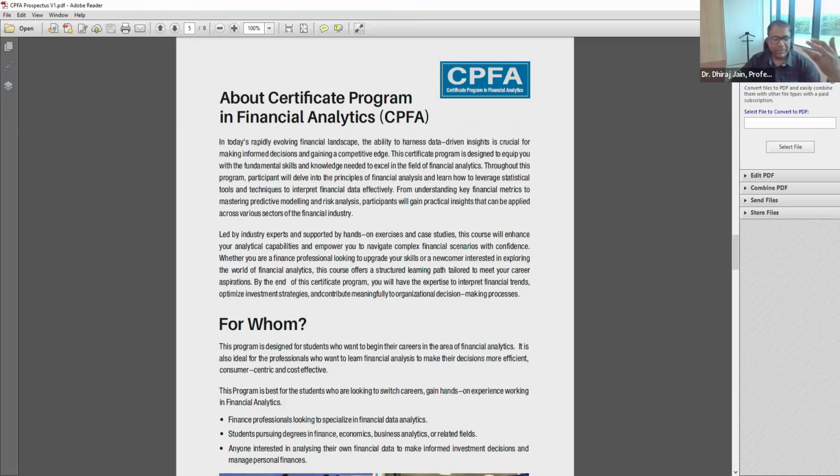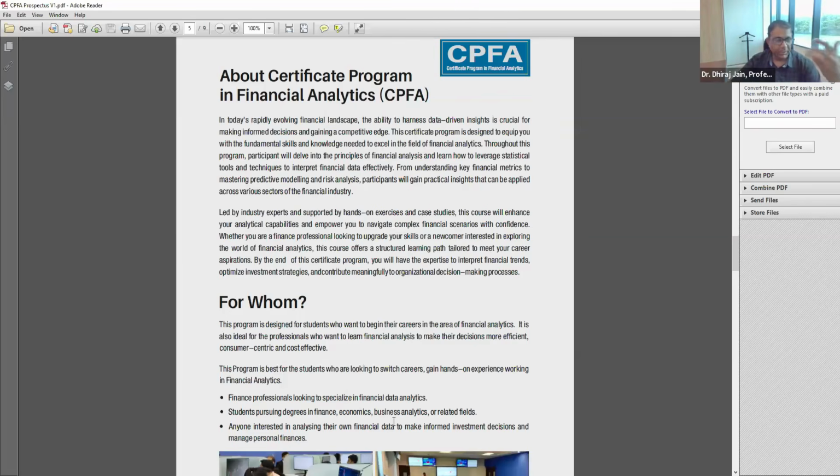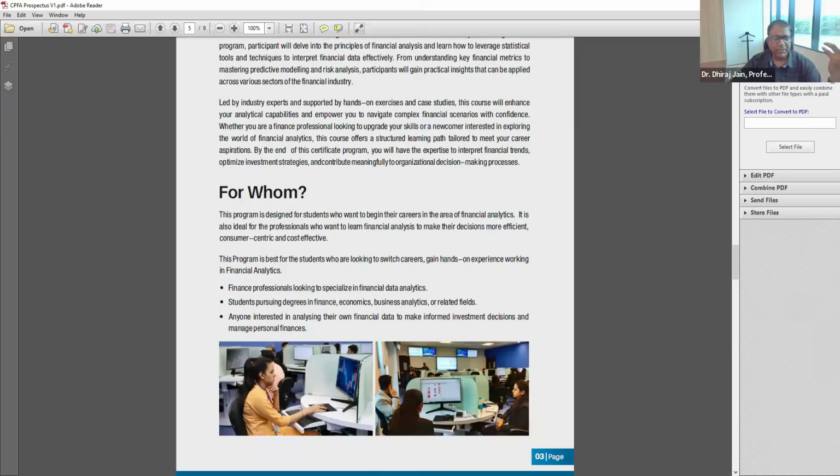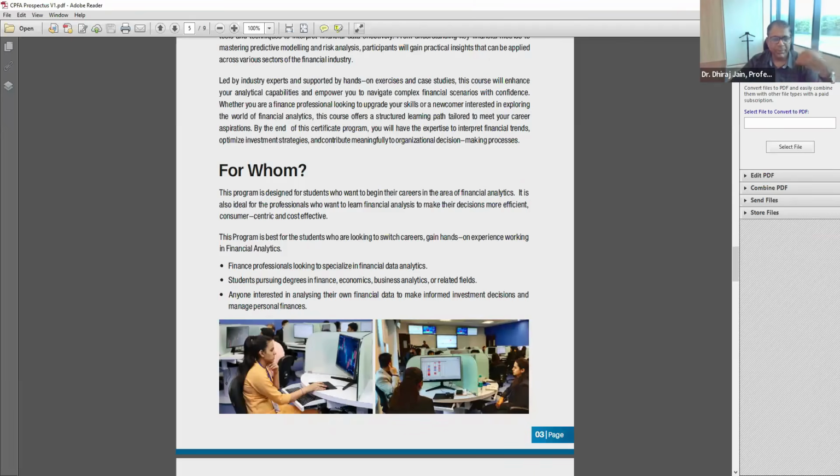Okay, so this program is basically designed for the students who want to build a career in financial analytics, as you can see in the brochure as well. It is also for those people who want to learn financial analysis, who are already in the field, who want to update themselves, who want to switch their careers from the previous professions they are in, who want to get into the field of financial analytics. This program is actually a best program for those kind of people, right?